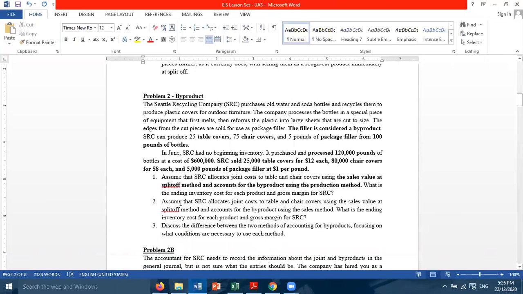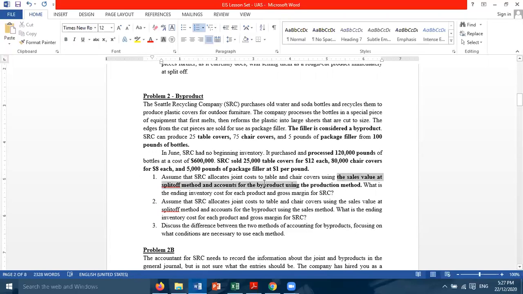All right, so here are the questions. Assume that SRC allocates joint cost to table and chair covers using the sales value at split-off method, and accounts for the byproduct using the production method. What is the ending inventory cost for each product and gross margin for SRC? Let's just go first here.